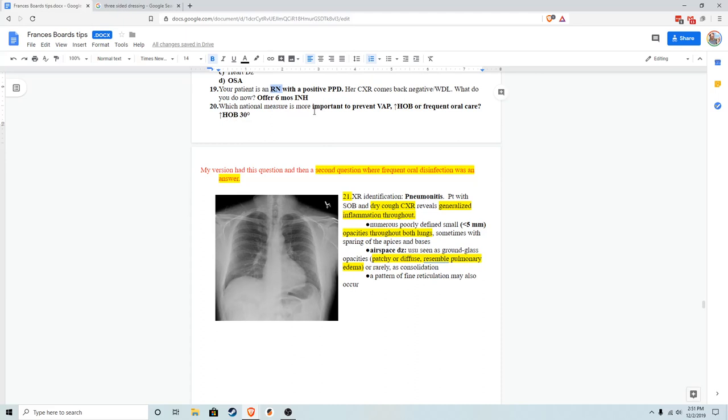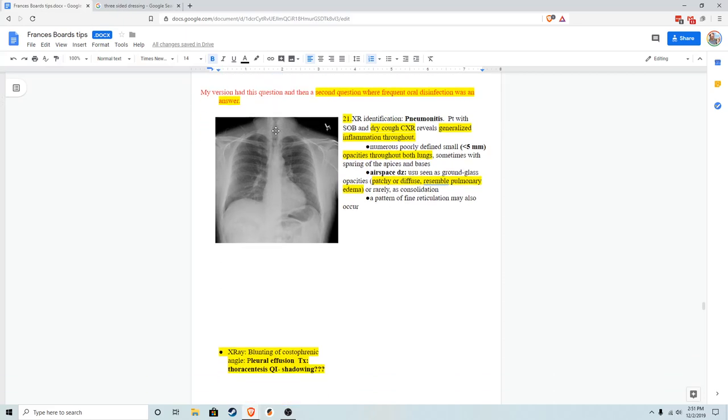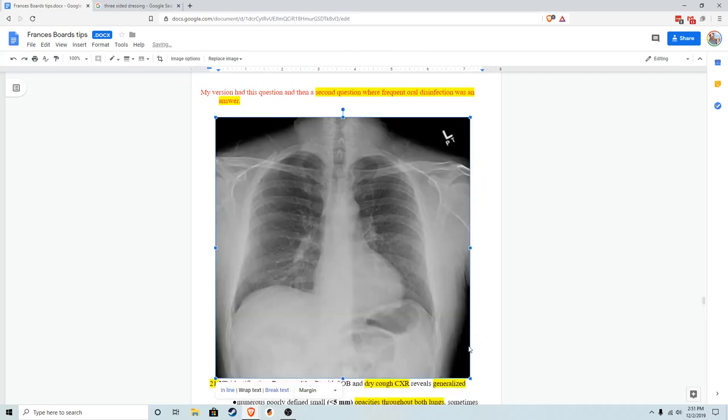What natural measure is most important to prevent ventilator-associated pneumonia? Increased head of bed or frequent oral care? The answer is increased head of bed. Let's see, chest x-ray. Again, I would advise you to look at my chest x-ray class if you guys are very unfamiliar with chest x-rays. Let's see what this one shows.